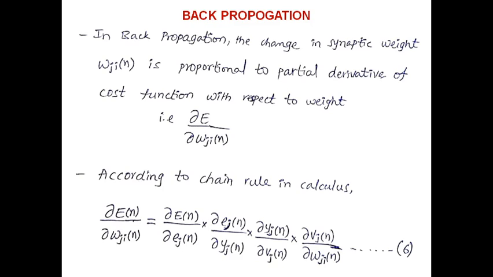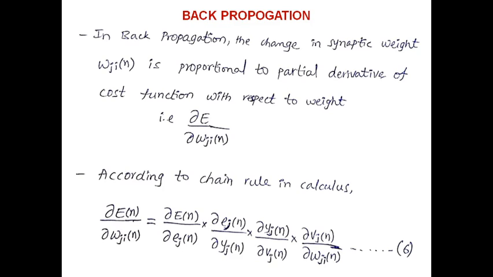But your error is not directly differentiable, partial derivatable with respect to the weight, that is wji of n. But according to the chain rule in calculus, we can rewrite the same ∂E/∂wji(n) like equation 6. So here ∂E(n)/∂wji(n) is equal to: if you see the error equation, that error equation is a function of ej of n. Then you differentiate that error equation with respect to ej of n, that is nothing but ∂E(n)/∂ej(n).